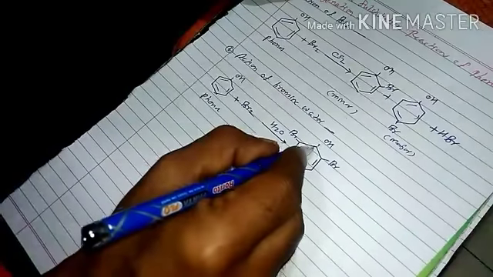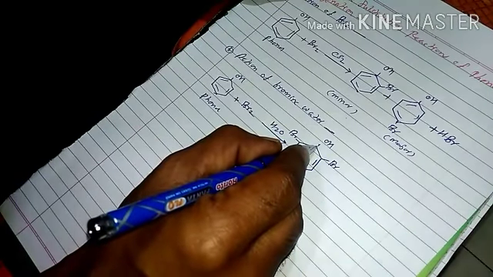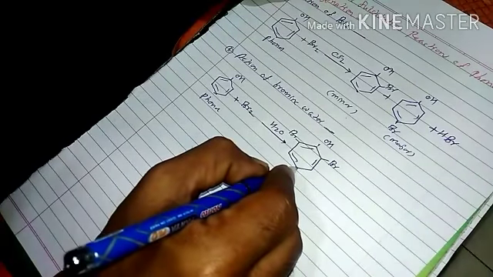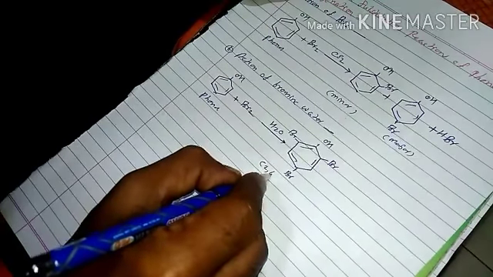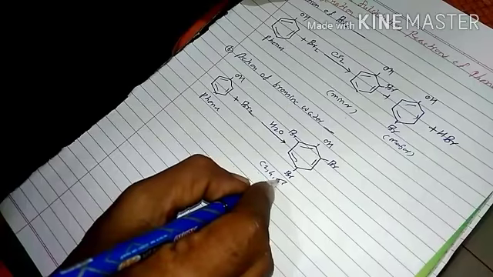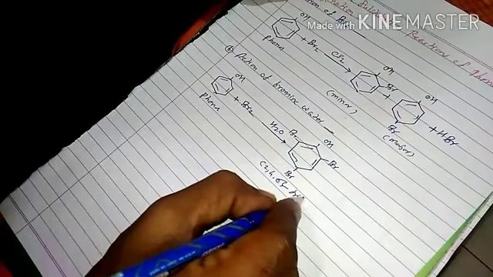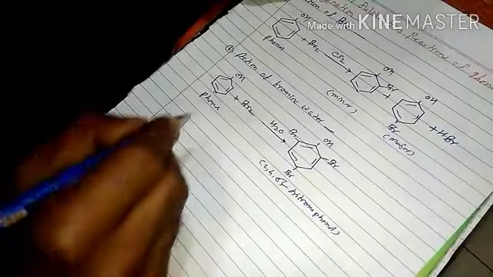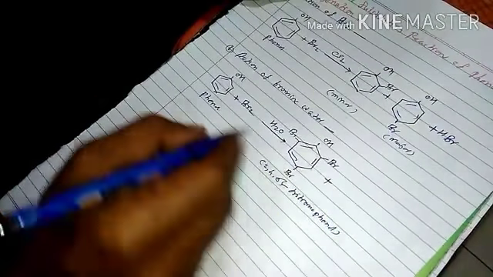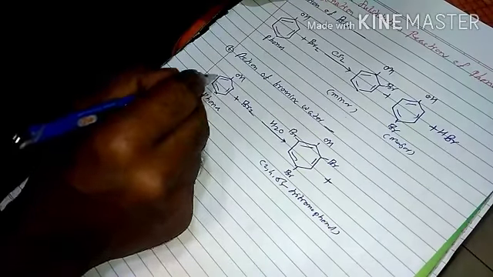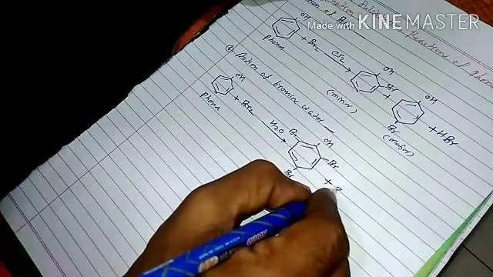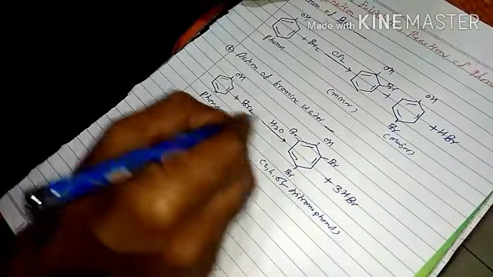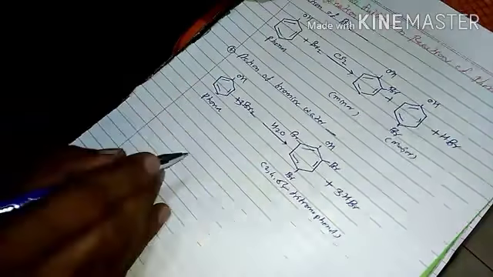So what is the name of this compound? If we number from this carbon, 1, 2, 3, 4, 5, 6, this is 2,4,6. So 2,4,6-tribromophenol is the name of this compound. Now see what the byproduct is here. The replaced 3H and 3Br form 3HBr. So how many bromine atoms are required here? These 3 and these 3, 6. So here you have to write 3.